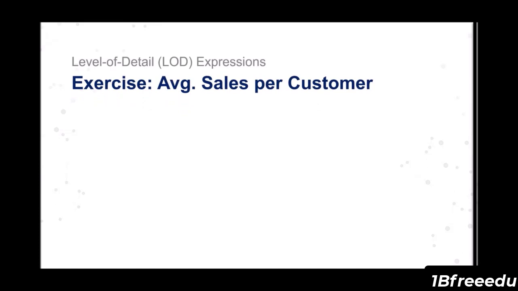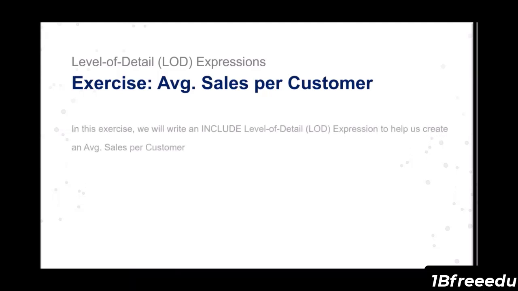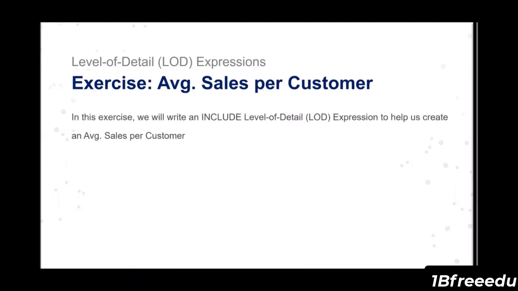Level of detail expressions exercise. Average sales per customer. In this exercise, we will write an include level of detail expression to help us create an average sale per customer. In this instance, we don't just want the average sale for all of our transactions. We want to see what is the average sale per customer or average customer spend. So that is a more interesting piece of analysis, and I would argue far more useful. Essentially, you're looking at the value per customer.